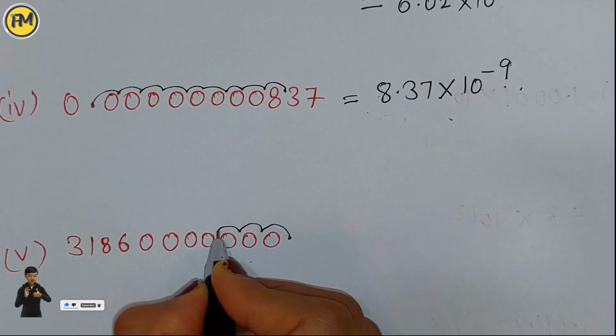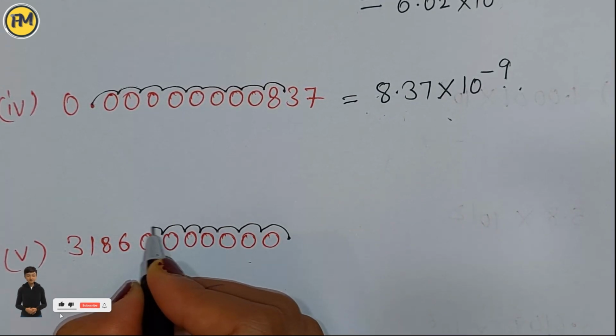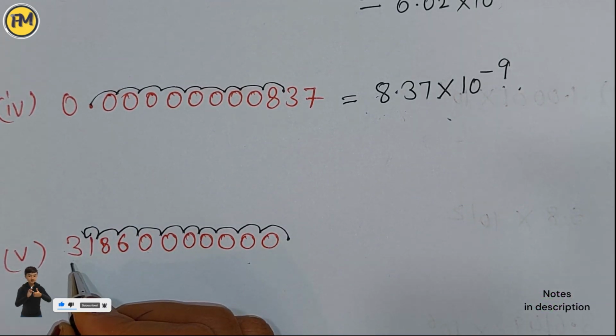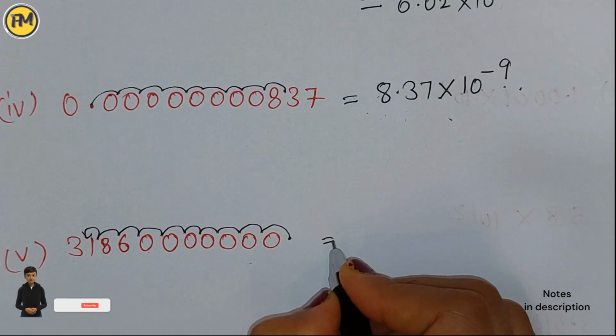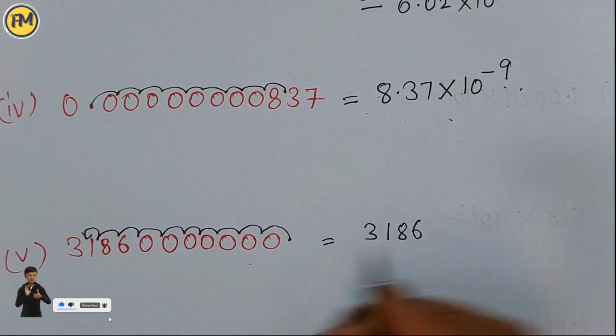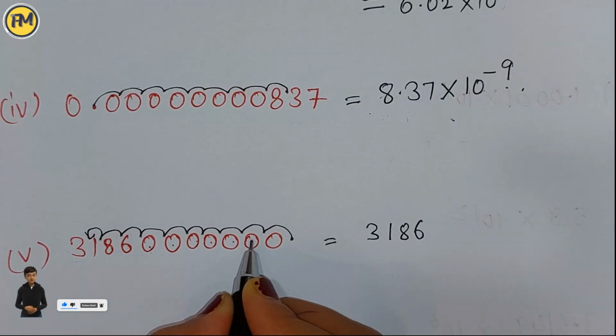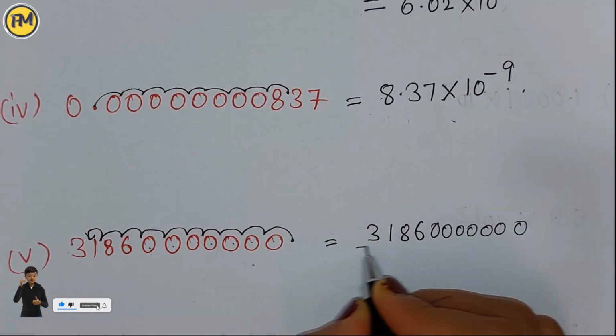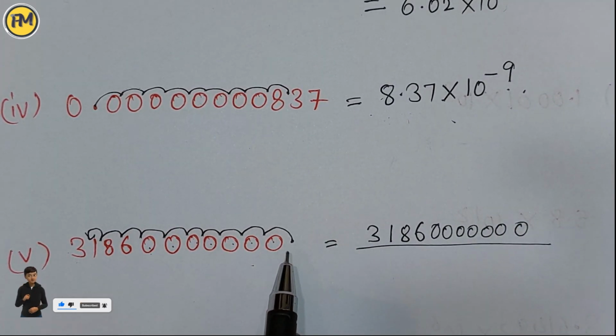1, 2, 3, 4, 5, 6, 7, 8, 9, 10. In 10 steps we are reaching there. So that means we will divide by 1000. 386. How many 0s? 1, 2, 3, 4, 5, 6, 7. That means how many steps you counted already?